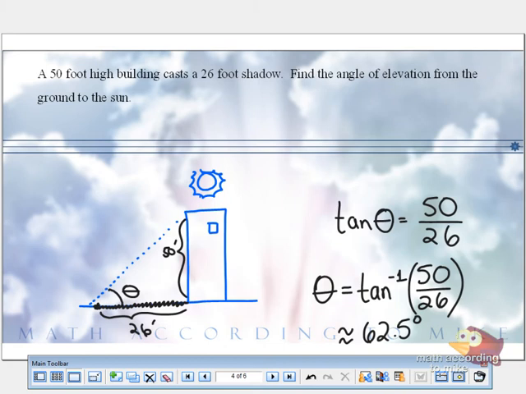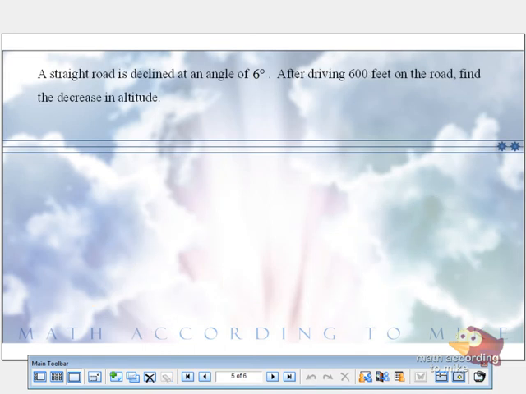Okay, so no different really than the Sally problem from earlier, where she's looking at a tree. It just has a term in there, the angle of elevation. Let's try another one. The straight road is declined at an angle of 6 degrees after driving 600 feet. Find the decrease in altitude. If you would, draw a picture and actually try to go through the whole thing, see if you can solve it.